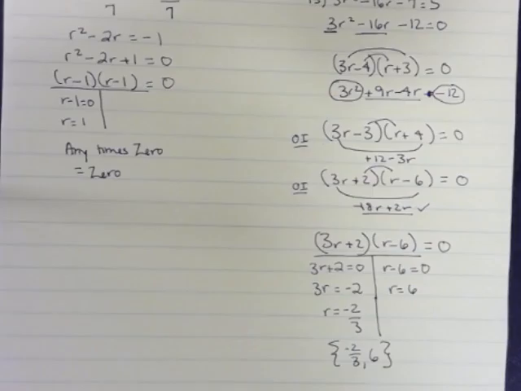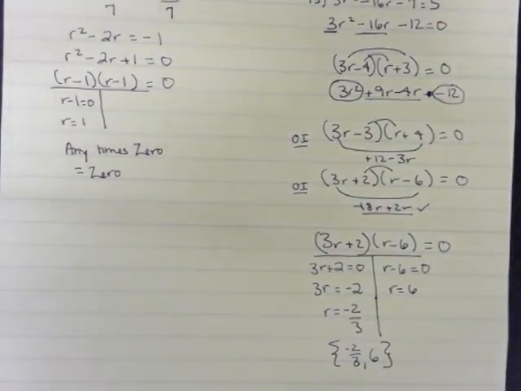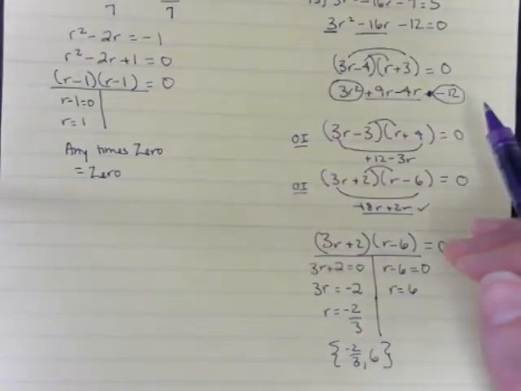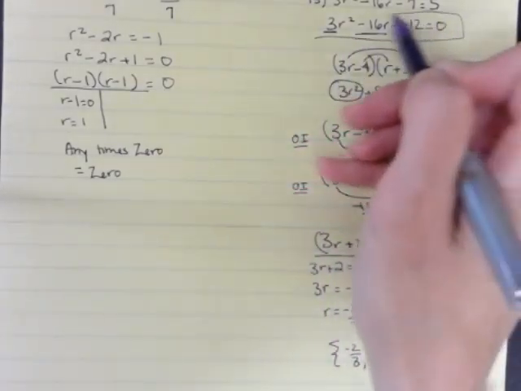Okay? So that can be kind of annoying to do all of that trial and error. So there's got to be another way, right? Yeah, there is. And that's called grouping by factoring, but we're not going to do that right now. What I'm going to do right now is I'm going to talk to you about the formula.